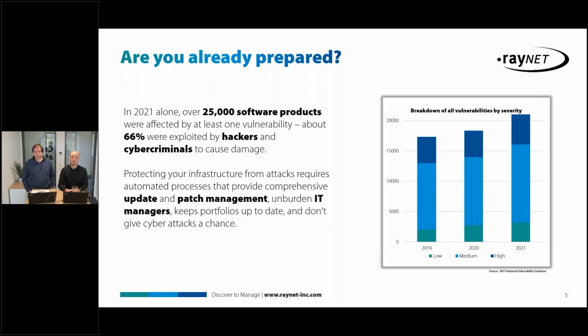And on the left side, you can see in 2021, there were more than 25,000 software products that had a vulnerability reported. And about 66% of those were even exploited, by hackers, by cyber criminals, or anything like that. Based on that statistic, you should have a patch management. You should keep your software portfolio up to date. And that's what we want to show you today, how we do that.